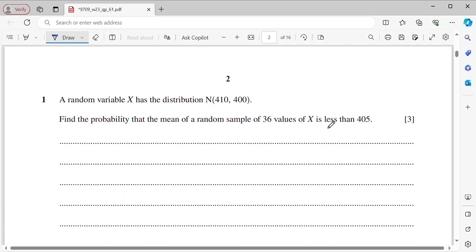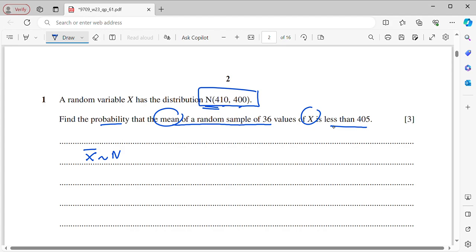Now for question number 1, a random variable x is normally distributed with mean 410 and variance 400. Find the probability that the mean of a random sample of 36 values of x is less than 405. So now to get the probability of the mean of the x, we need to get the distribution of the mean, which is the x bar. Initially your x is normally distributed with mean mu 410 and variance 400.